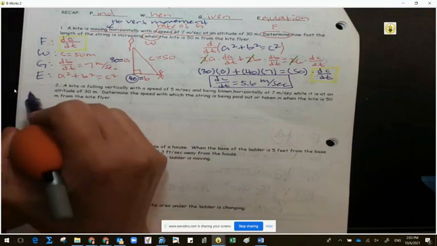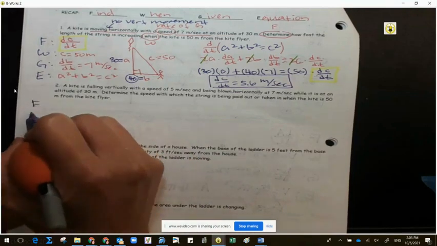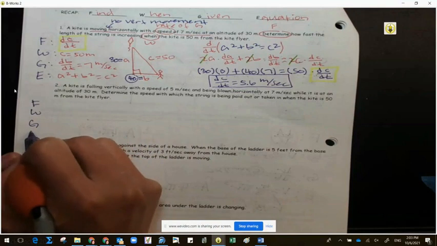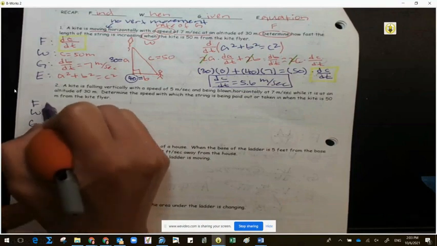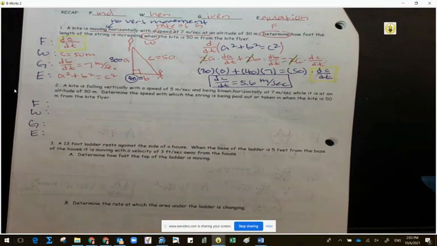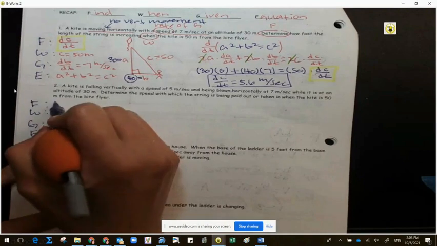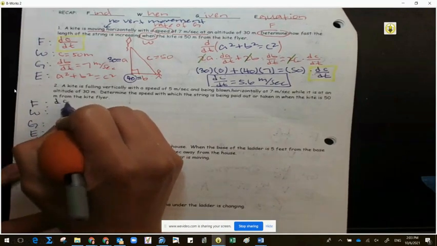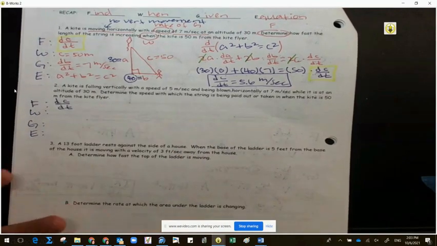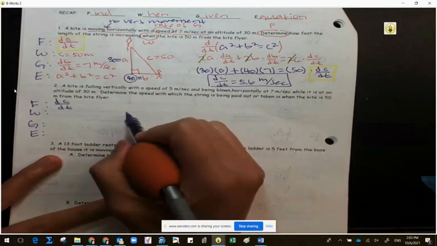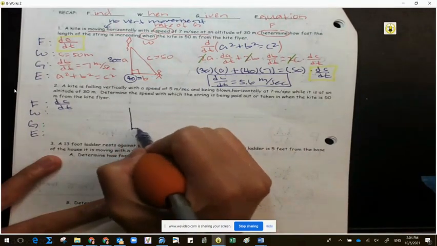Okay, so let's go ahead and write this out on the side over here. Again, it's basically the same question, maybe with one more piece of information given to us. What are we determining? Whether the string is getting paid out or pulled in. So we know we're still looking for dC over dt. And did the condition of the triangle change at all? Nope. Let's draw the triangle off to the side.